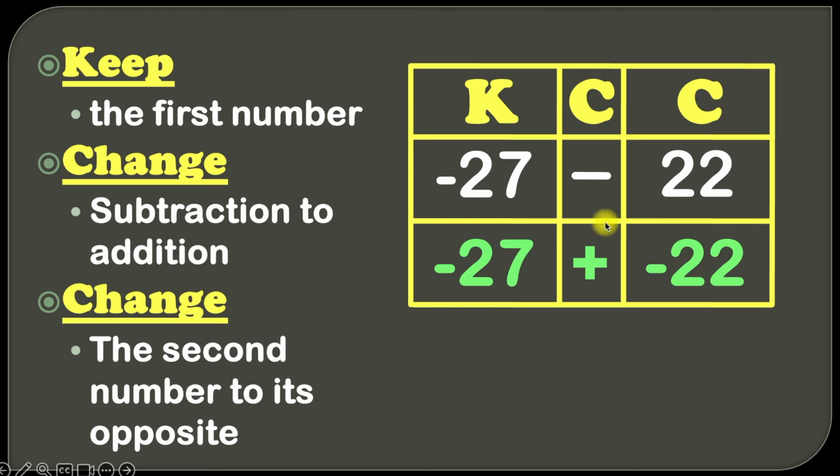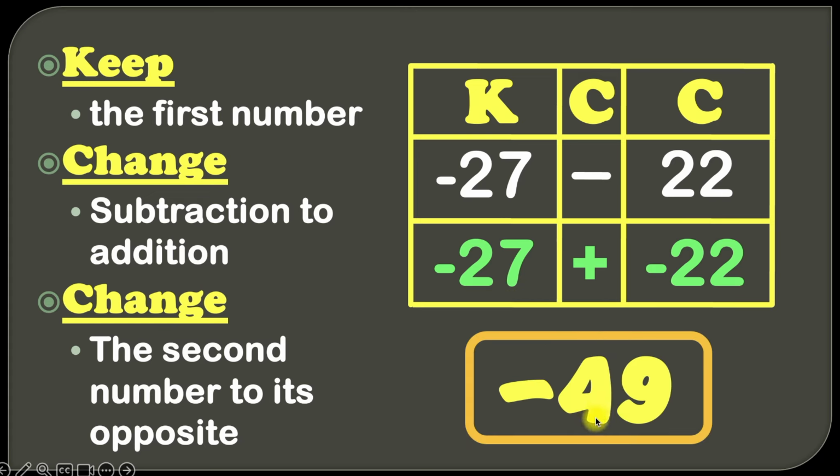Now that we have it as an addition question, we can think about it logically with money. If we owed someone $27 and we owe somebody $22, it makes sense that we would put these together, because now we owe all of this. And what would that be? Well, that would be -49.